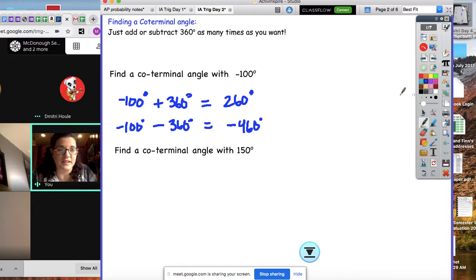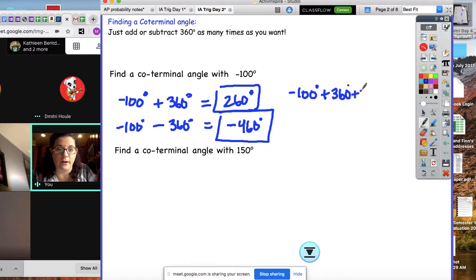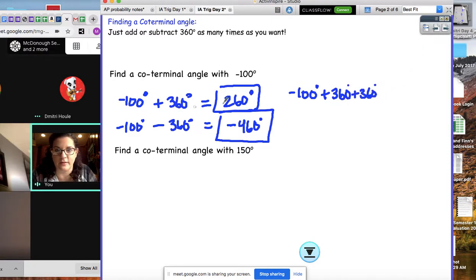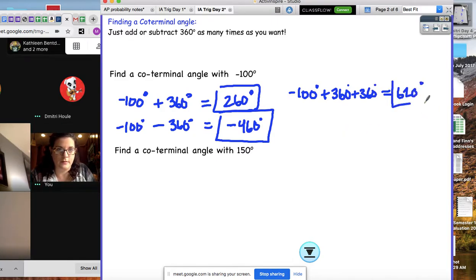I could add 360 as many times as I want. This would be a coterminal angle, and this would be a coterminal angle. I could do negative 100 and add 360 twice if I want to. That's just me going around the circle two times instead of once. So if I do negative 100 plus 360 plus 360, I'm going to get 620 degrees. That would also be a coterminal angle.